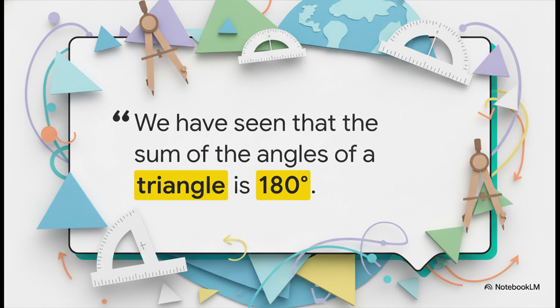It literally states, we have seen that the sum of the angles of a triangle is 180 degrees. This right here is the crucial stepping stone. Every single triangle in existence, no matter how stretched out, squished, or skewed it is, has interior angles that add up perfectly to 180 degrees. This isn't just a suggestion, it's an unbreakable law of our two-dimensional universe. And the authors of this text are using this established law to point us toward a huge realization.